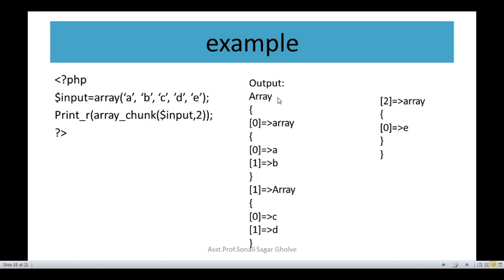So in this array, the output will be 0 at the 0th location, because this is your first chunk, this is your first part. So at the 0th location, these two elements. At the 1 location, these two. And at the 2, this element is E only.